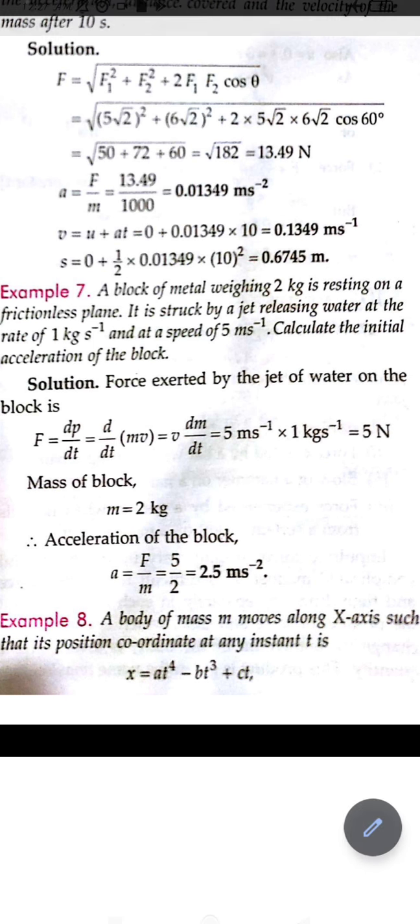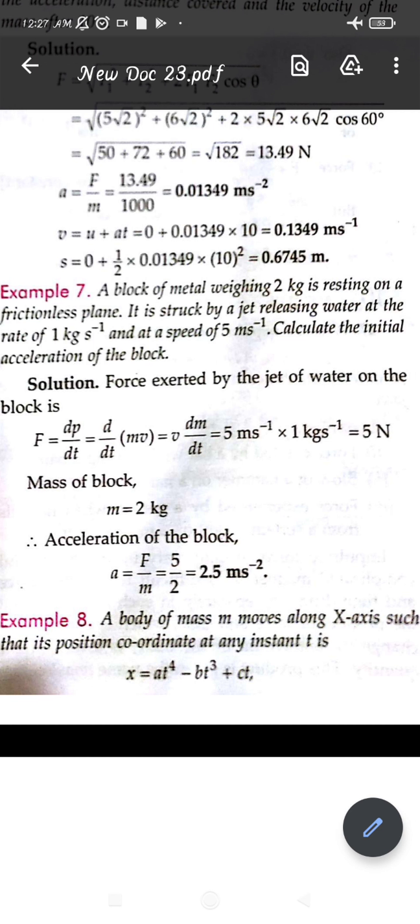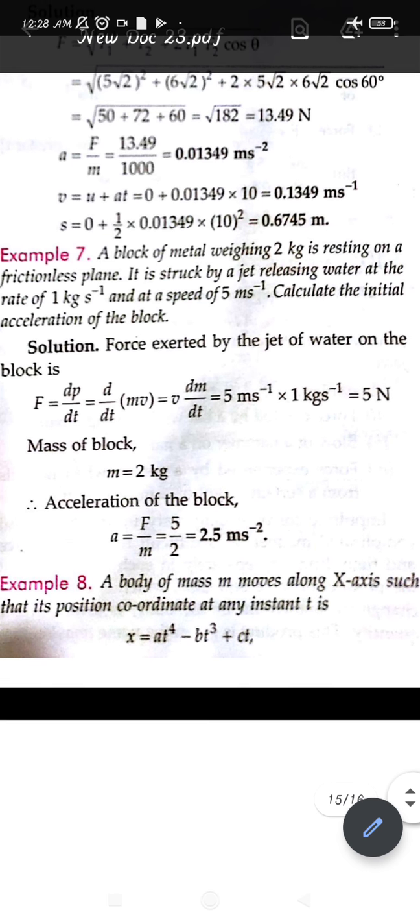So we know that force is directly proportional to the rate of change of momentum, and momentum is given by mv. By keeping the value of v outside, we can write it as dm by dt. Why are we taking it as dm by dt? Because kg per second is given. So dm by dt is 1 kg per second, and the velocity is 5 meter per second. So on multiplying, we get the force as 5 Newton.